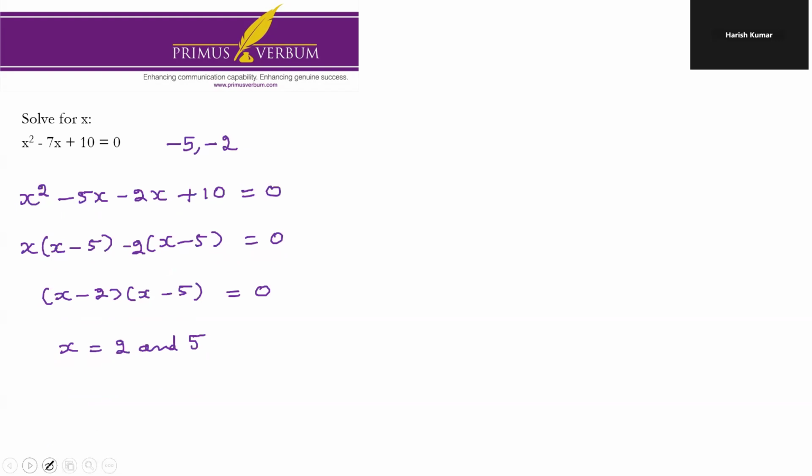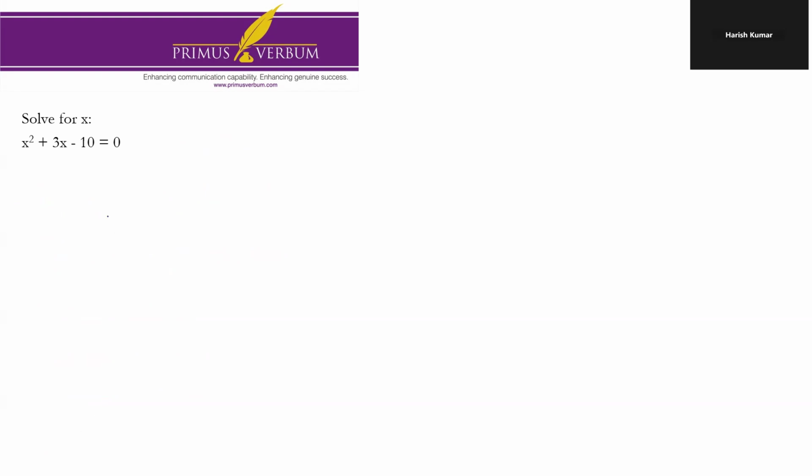Now let's look at another variation. Here the linear term is positive, but the constant term is negative. Till now we never did a quadratic with a negative constant term. Now we'll do it. So now we have to find two numbers again which multiply to minus 10 and add to plus 3. So since the constant term is negative, it means that only one of the numbers can be positive. The other has to be negative, because only then you will get a negative constant term.